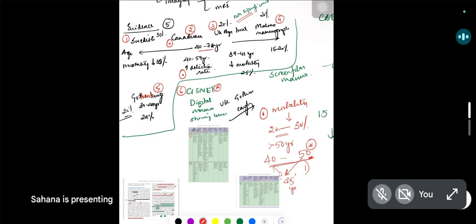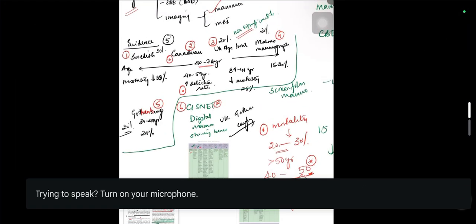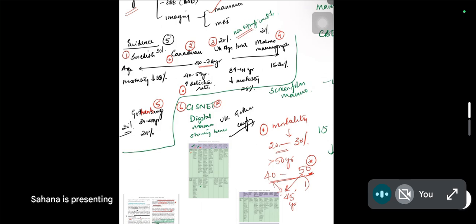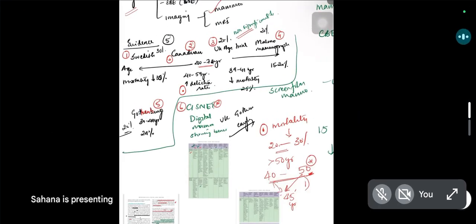Where there was increased detection rate and film mammo as a screening modality, and CISNET used digital mammography. But NCCN is recommending digital mammography with tomosynthesis, because even in a low or middle resource country like ours, they have access to this. So they've included it in their screening.